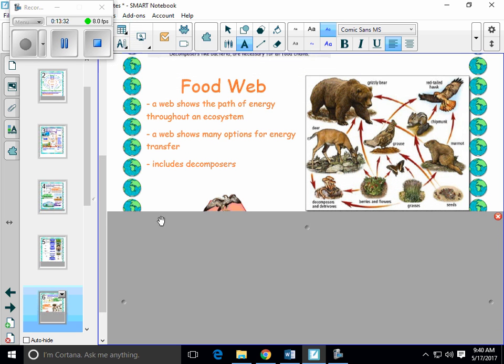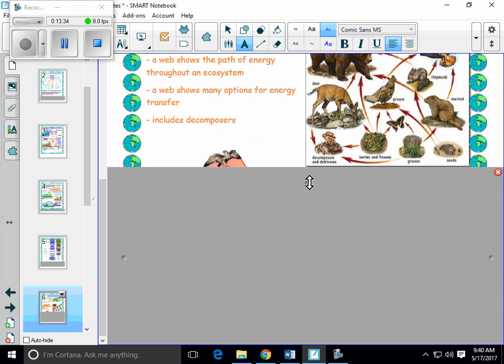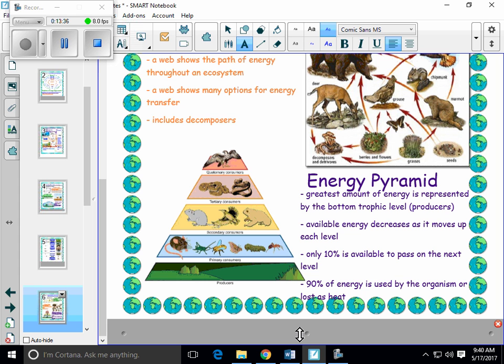And the last diagram I want to show that works with energy is an energy pyramid. Now, you know the shape of a pyramid. It's really big in the bottom, gets really small on top. So I need you to think of that because the bottom, because it's the biggest, represents the greatest amount of energy. That's going to be the bottom trophic level, which is always going to be our plants, our producers, autotrophs. As we go up each level, the available energy is going to decrease.